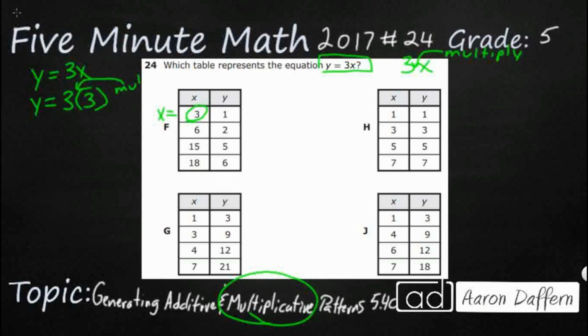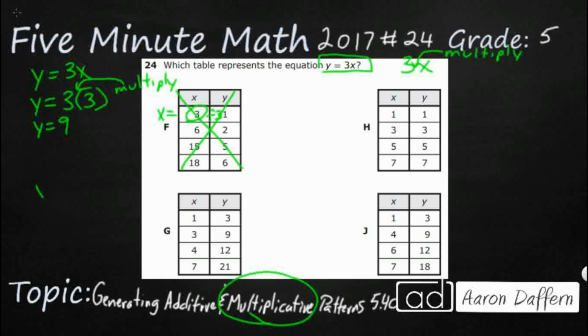That's kind of a strange thing in 5th grade, but we do drop the multiplication symbol, and it's just implied. We keep the other symbols: addition, subtraction, and division. We just drop multiplication because we do so much of it. So y equals 3 times 3, so y equals 9. Nope. You know what this looks like? This looks like they divided by 3 rather than multiplying by 3. So F is incorrect.